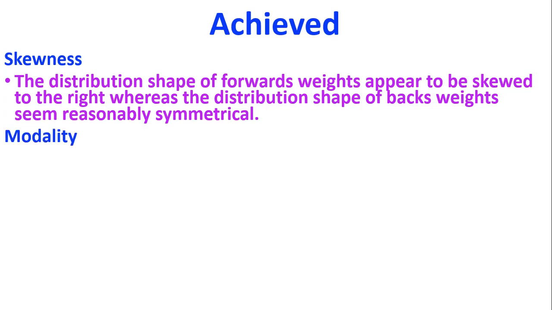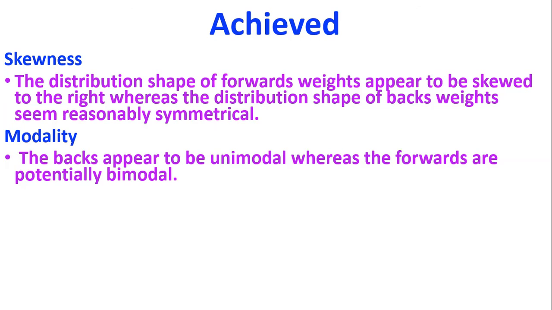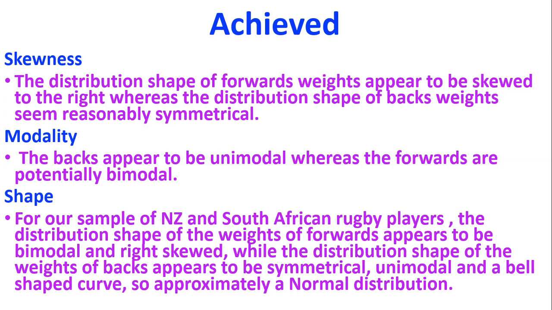Then I want to compare the modality. The backs appear to be unimodal, whereas the forwards are bimodal. So again, I'm comparing the shape here. Then overall, we can say for our sample of these rugby players, the distribution shape of the forwards weights tends to be bimodal and right skewed, while the distribution shape of the weights of backs is symmetrical, unimodal and a bell-shaped curve, so approximately a normal distribution. So there is my achieved answer. I've talked about the skewness, the modality, and overall a comparison of the shape.